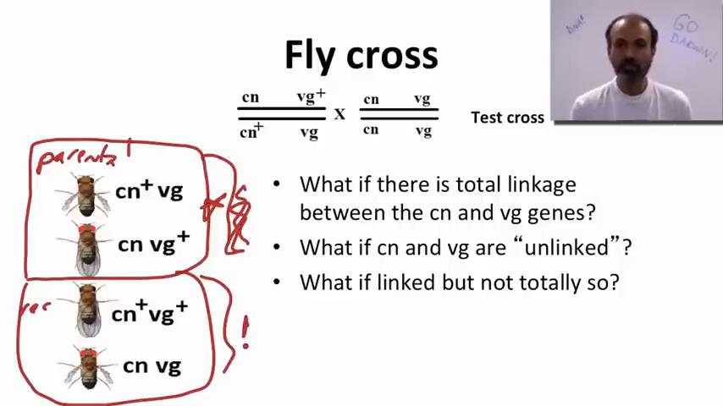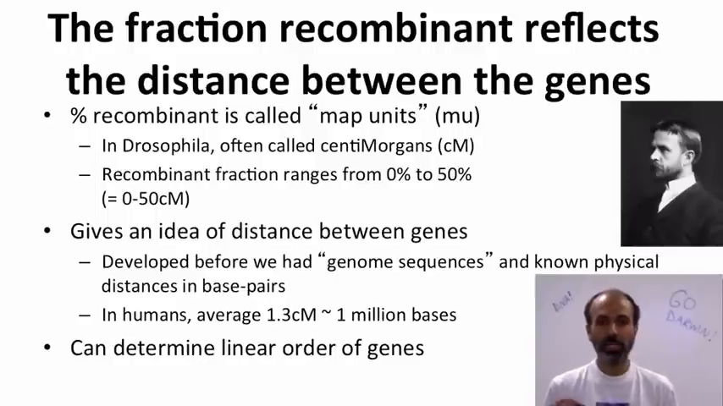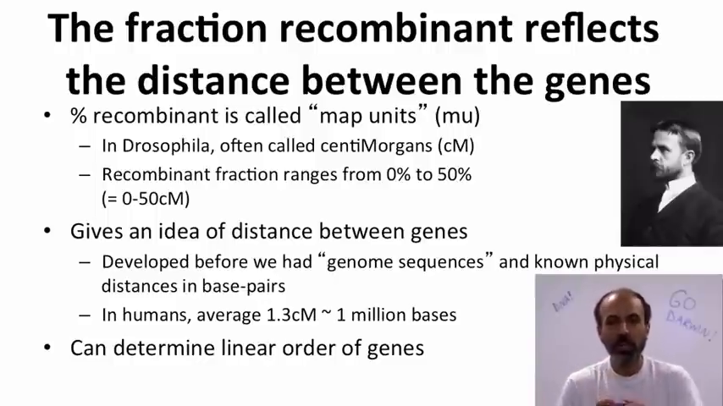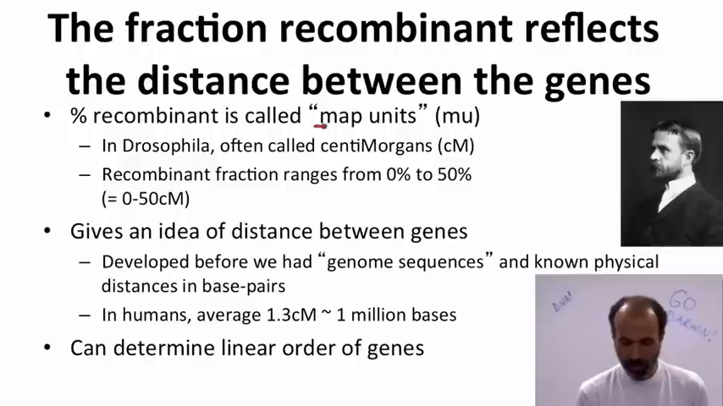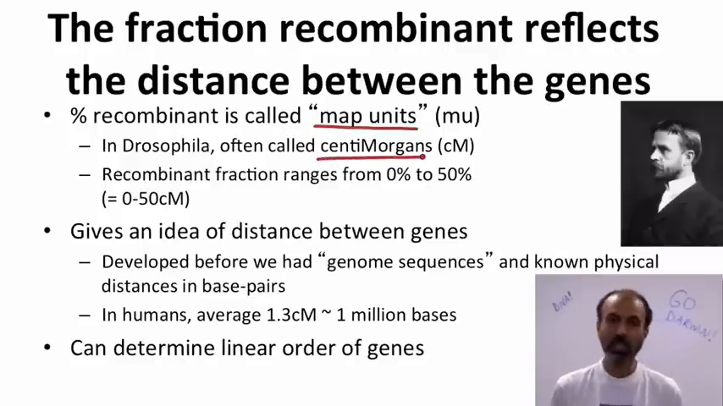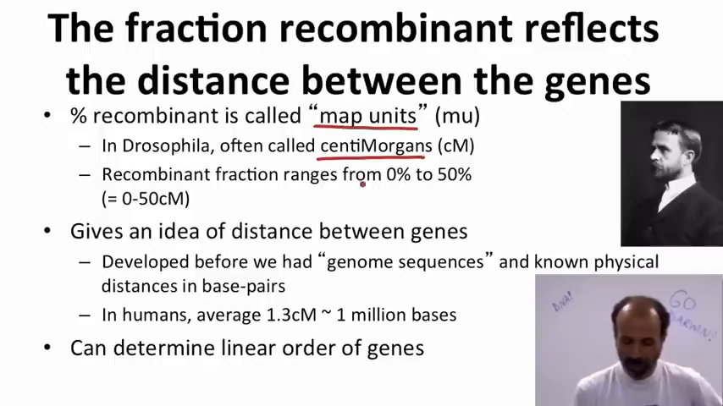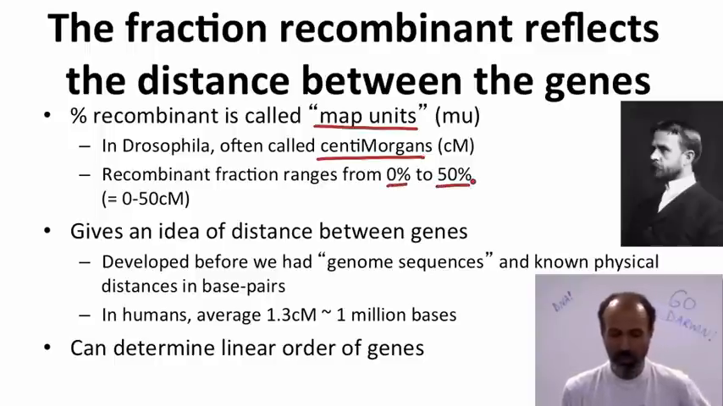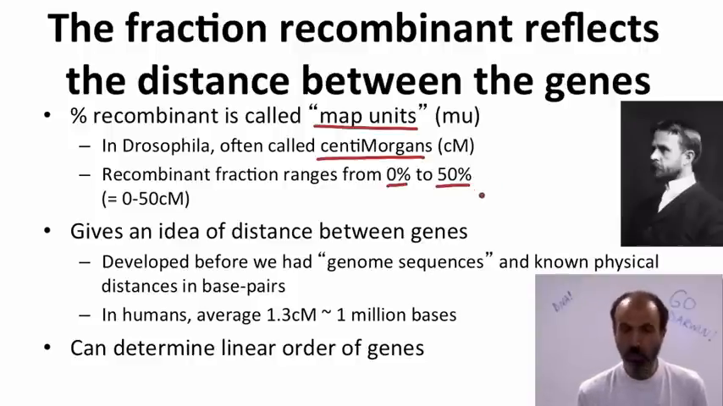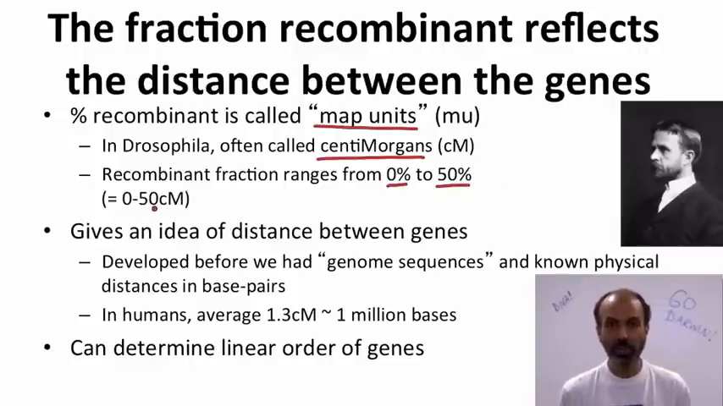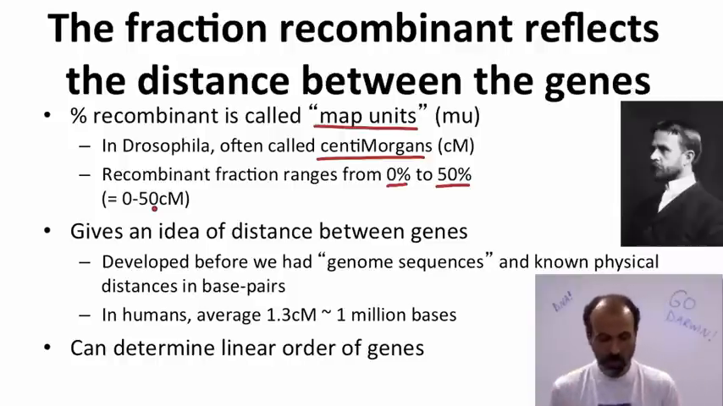Again, it's this fraction recombinant that reflects the distance between genes. If genes are very close together, then the fraction recombinant will be low. If the genes are very far apart, the fraction recombinant will be high. Thomas Hunt Morgan, the Drosophila geneticist I mentioned, suggested this percent recombinant can be called map units. And often now in Drosophila, they are referred to as centimorgans in honor of him. This recombination fraction ranges from 0% to 50% recombinant, often just referred to as 0 to 50 centimorgan. This gives you an idea of the distance between genes.